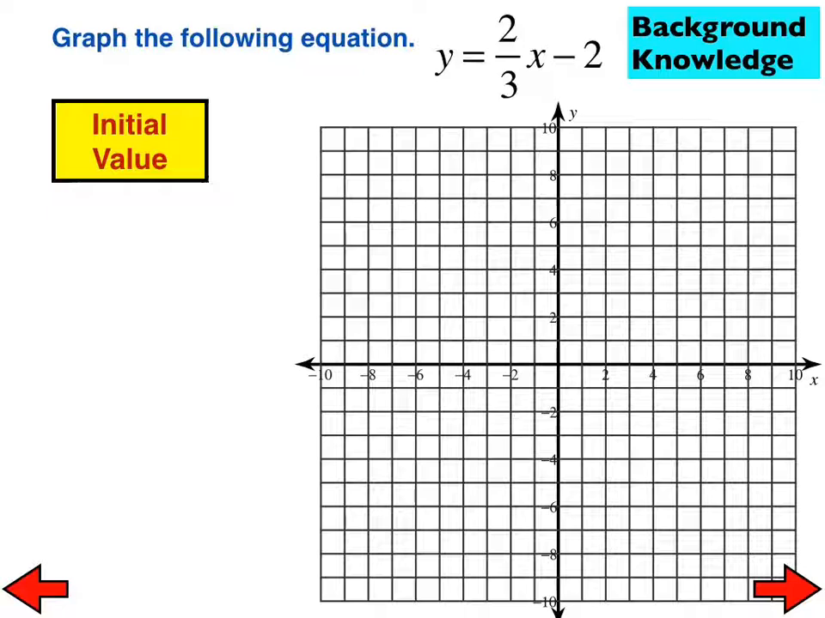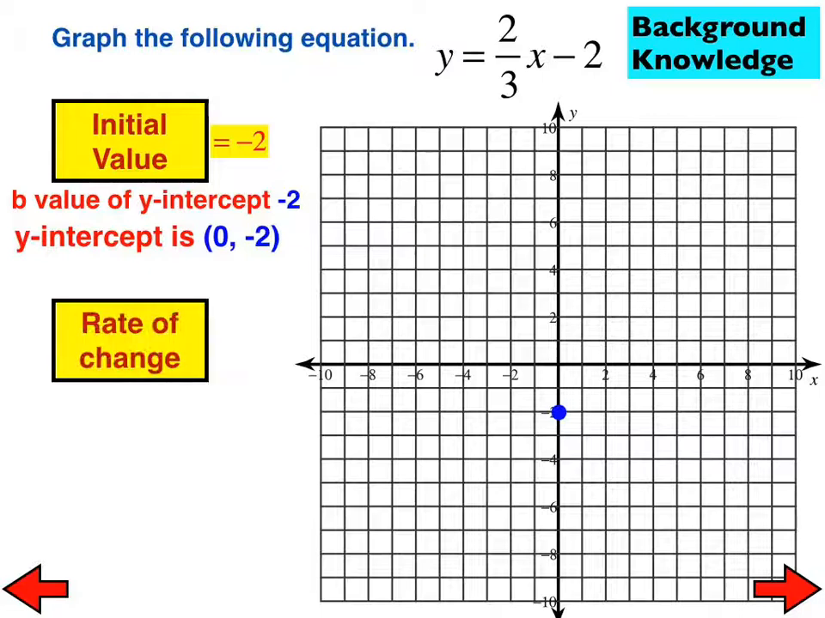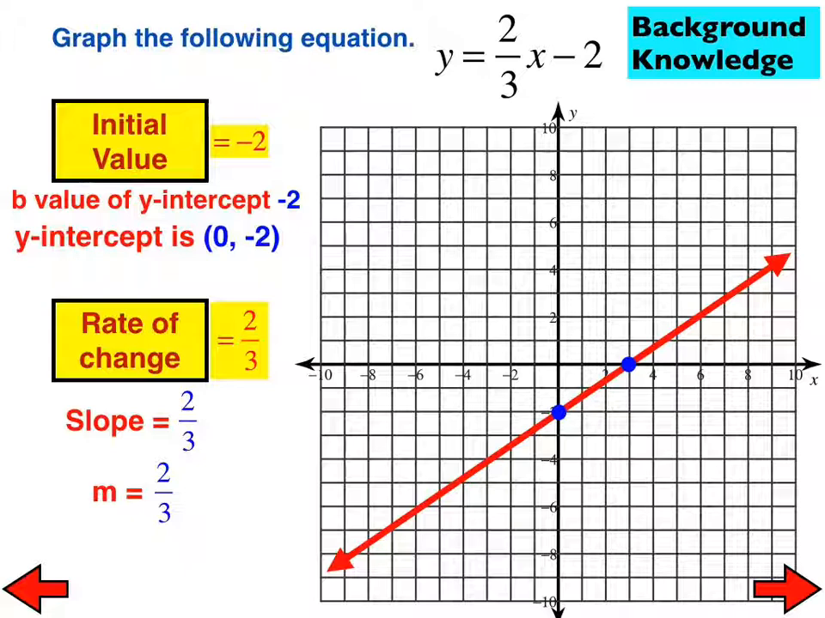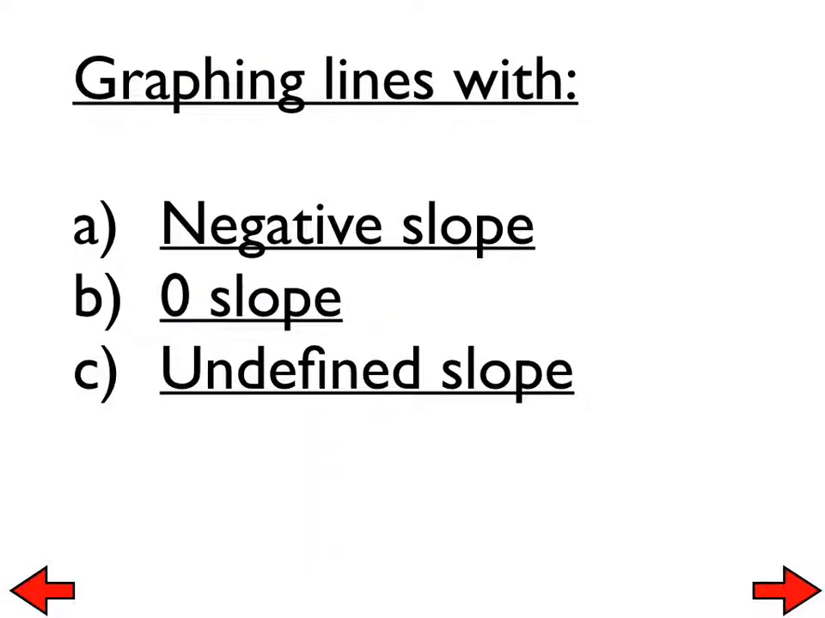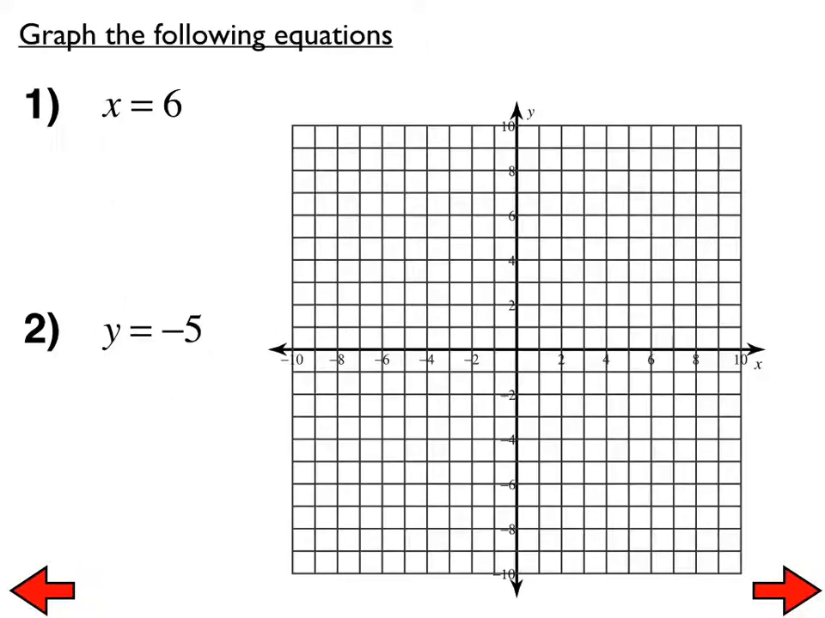We've taken a look at linear equations and referred to the y-intercept as the initial value and all the different ways that we could see that, and the slope and the rate of change. And we're not filling in anything yet. I'm just sort of quickly reviewing everything that we've talked about. Today we're going to add to this graphing lines with 0 slope and undefined slope. Okay? All right, so now we are at number 1.